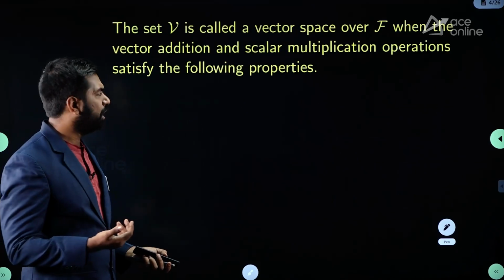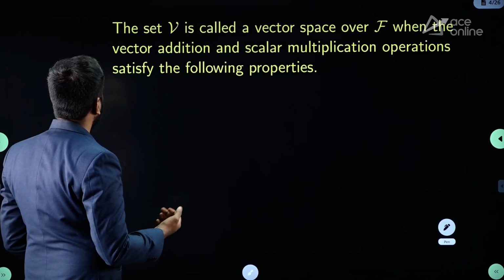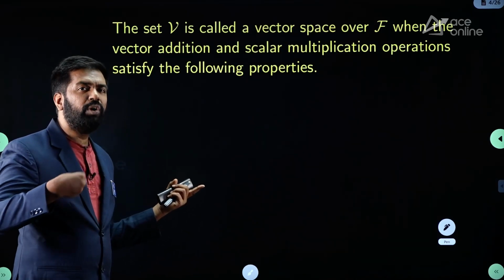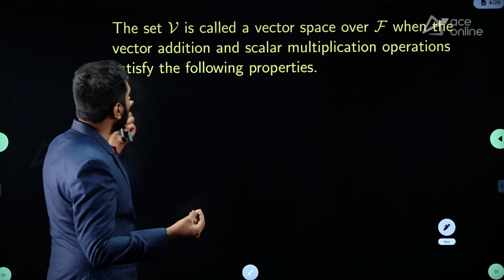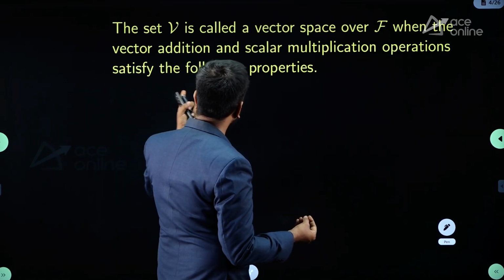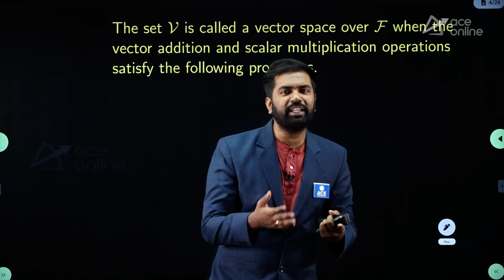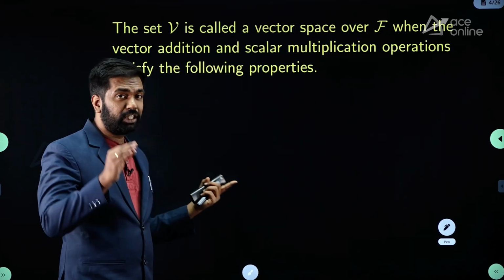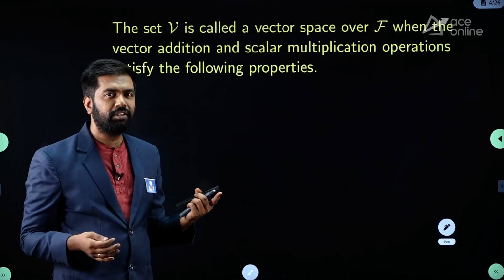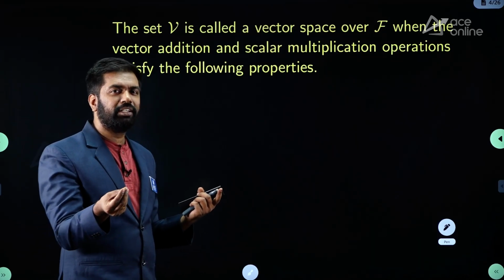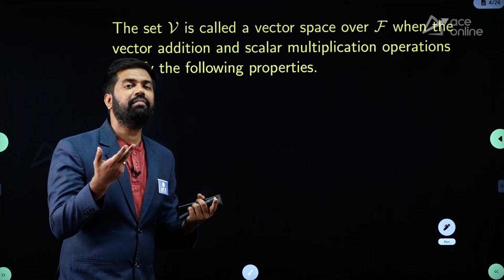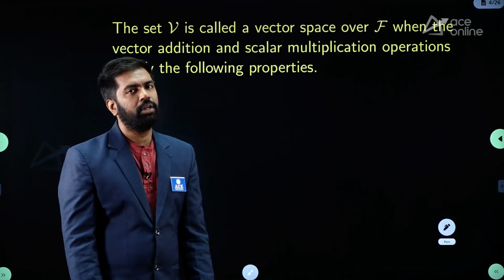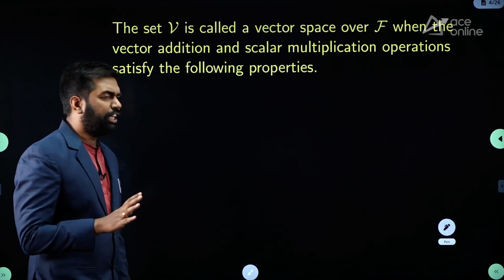Now let us look at the definition of a vector space. The set V is called a vector space over F when the vector addition and scalar multiplication operations satisfy the following properties. If the given set V satisfies certain properties which I am going to discuss, then such a set V is called a vector space. These are very important conditions, students.